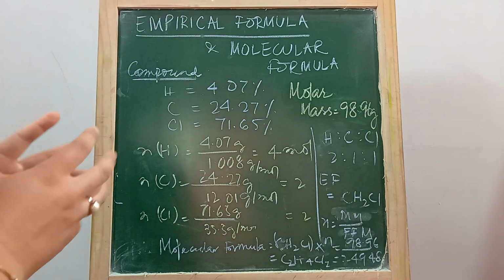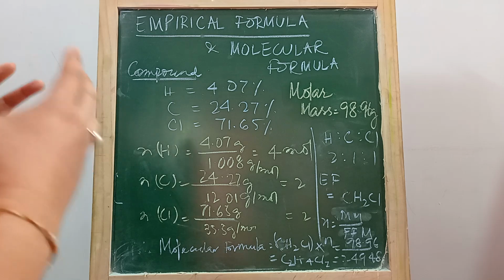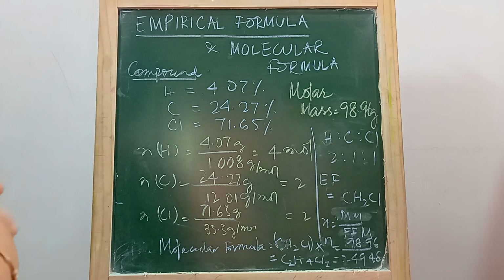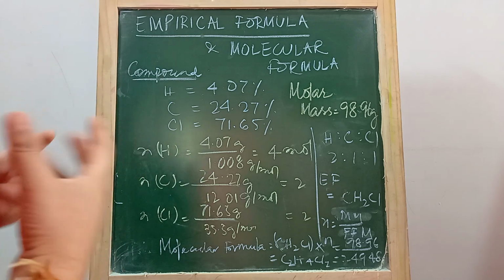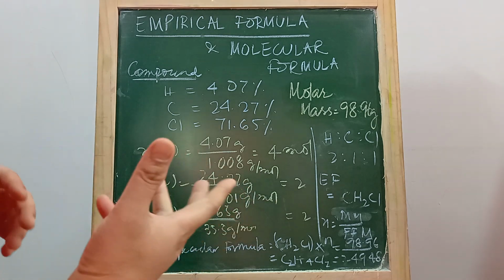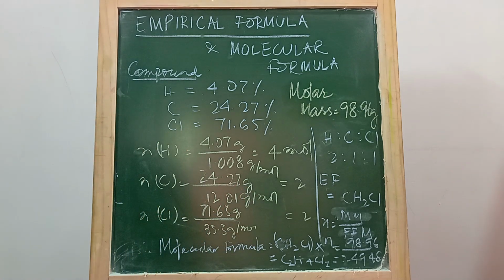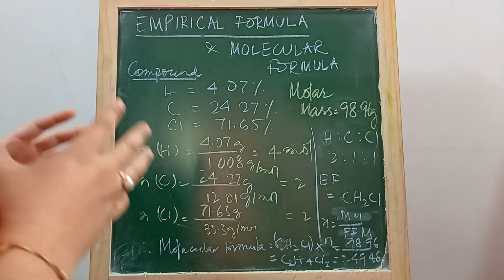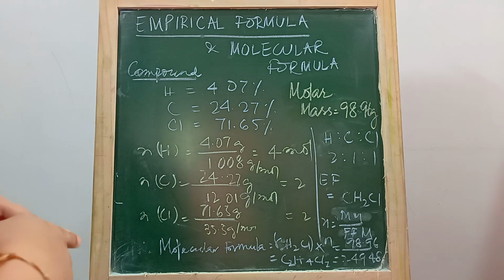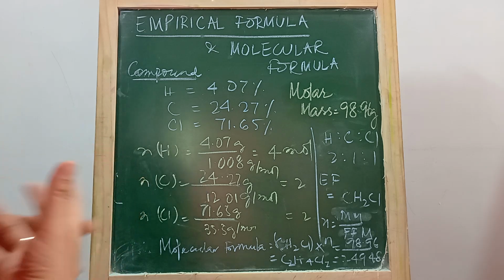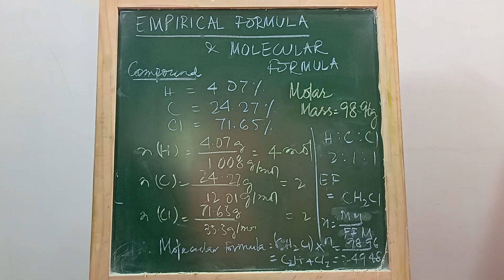The literal meaning of the term empirical is something that we know through our experience or through observation. We are not knowing it through some theory or some kind of law or logic. We are trying to understand it through our observation, by experiments and through our experience. That's what we call the empirical formula. So we are going to calculate the empirical formula of a compound.